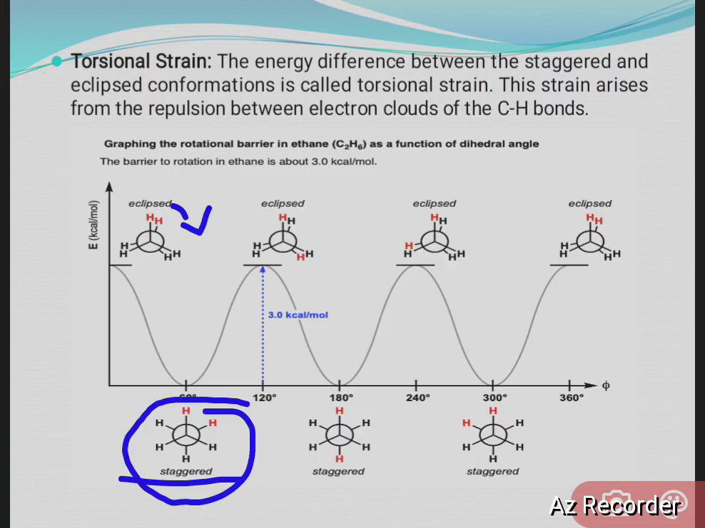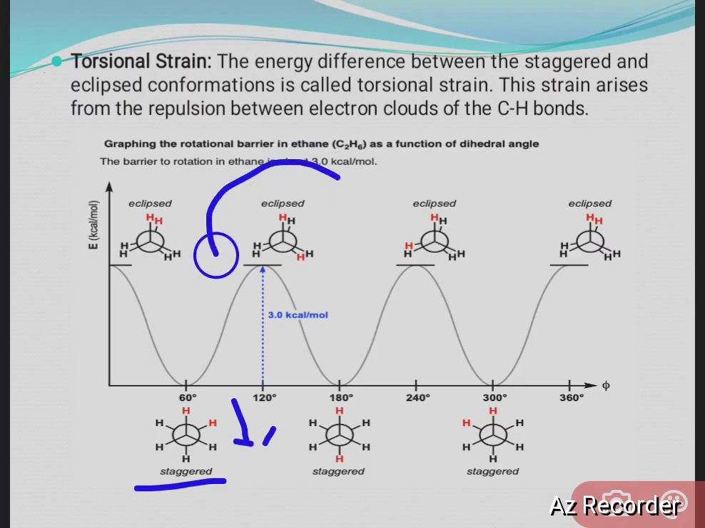If different groups of atoms are present, we will represent it as a gauche conformation and anti-conformation. Due to the identical hydrogens attached to the carbon atoms, we are only representing this as a staggered one. Next, we will get this conformation. After that, we will rotate this by one more 60 degrees, then it becomes 120 degrees. We will get this structure, the eclipsed one.